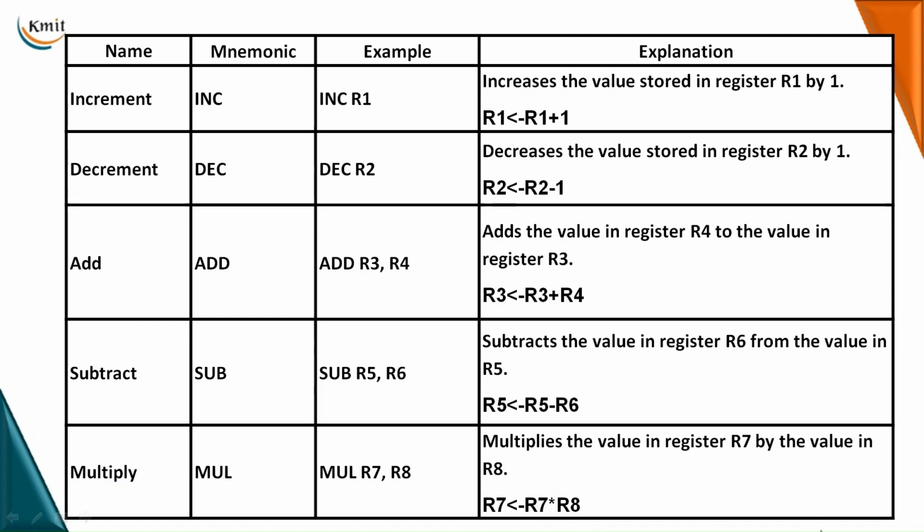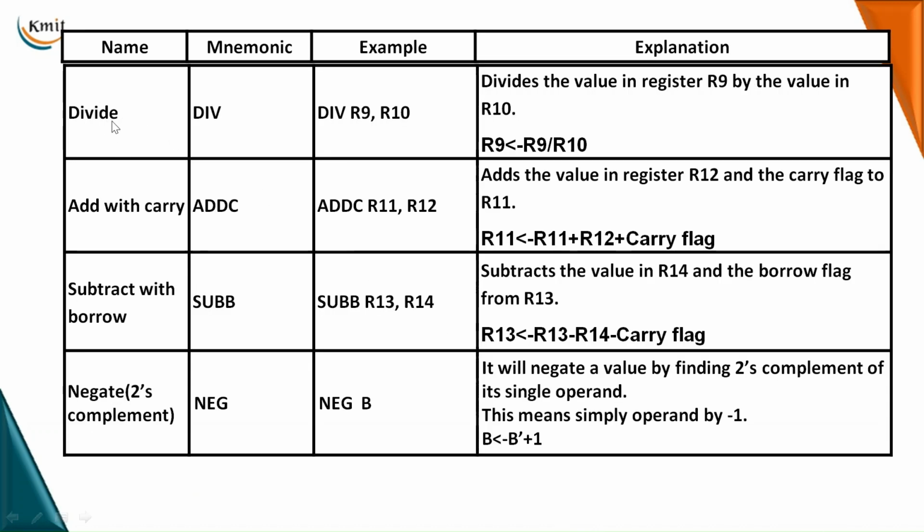The next type of arithmetic instruction is divide, represented by div. So div R9 comma R10 means that it divides the value in register R9 by the value in register R10. So R9 implies R9 divided by R10, and the result is stored back in R9.